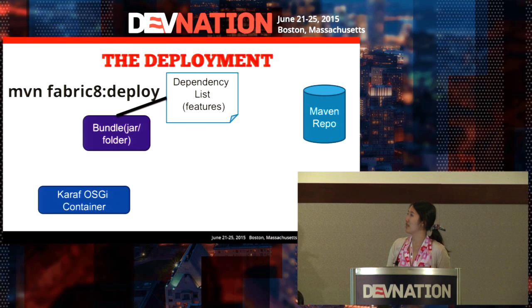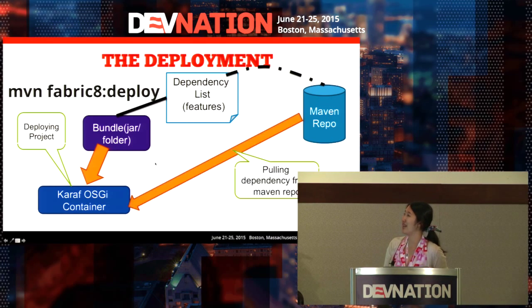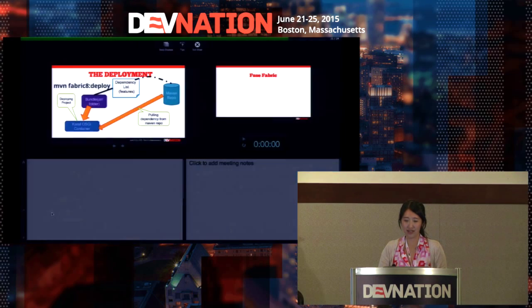After you do deploy, it's going to deploy this bundle onto OSGi Karaf. And Karaf will then read all the dependency lists on this bundle, and it will retrieve everything down from the Maven repo. So you have to make sure that you have the Maven repo ready inside Fuse, so it's actually up and running. Okay? So this is what it does.